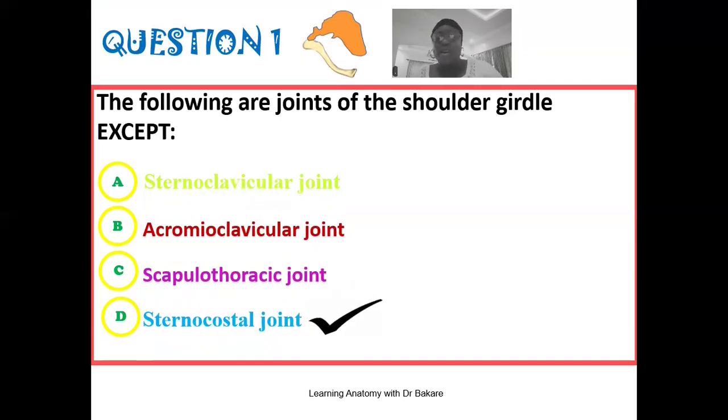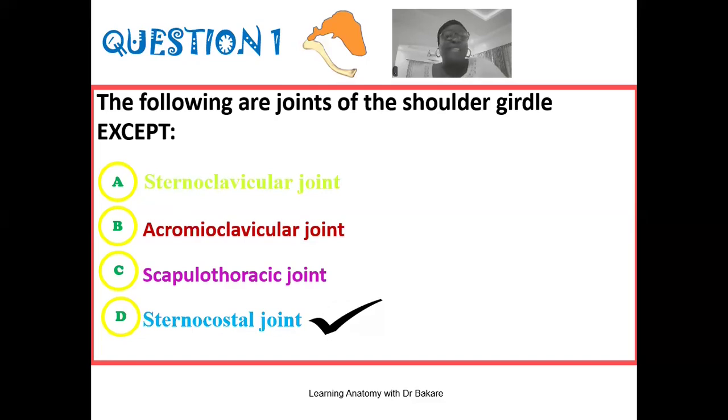The sternocostal joint is not a joint formed within the shoulder girdle, while the other joints listed here are joints that are formed within the shoulder girdle. And this includes the sternoclavicular joint, which exists between the sternal end of the clavicle and also the clavicular notch of the manubrium, and also the acromioclavicular joint that exists between the acromion of the scapula and also the acromial end of the clavicle. And lastly, here we have the scapulothoracic joint, which exists between the medial border of the scapula and also the ribs.